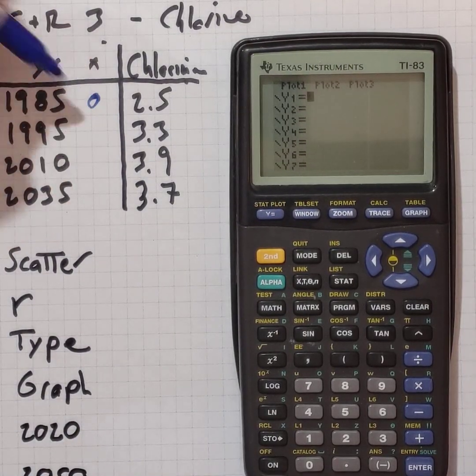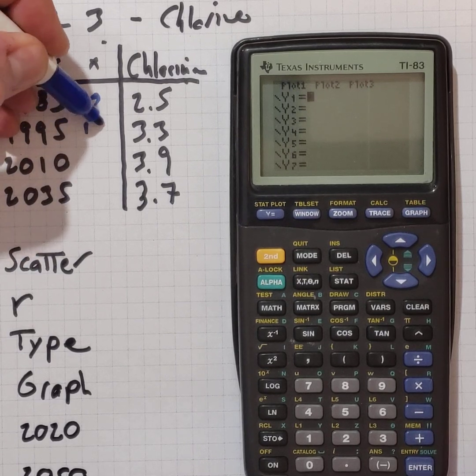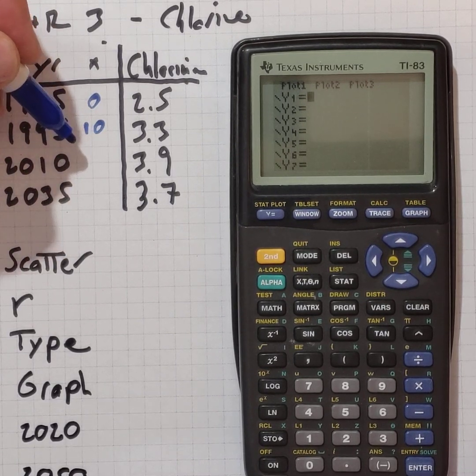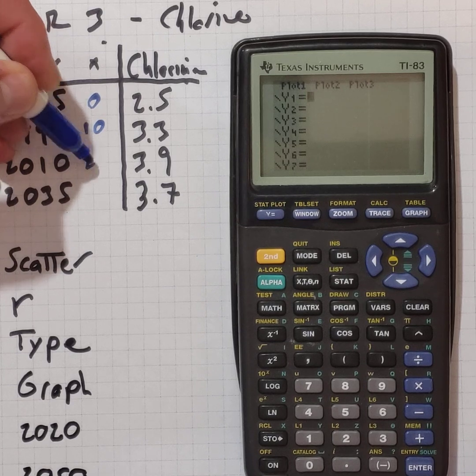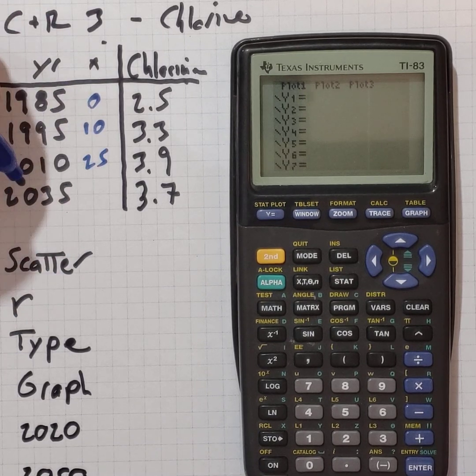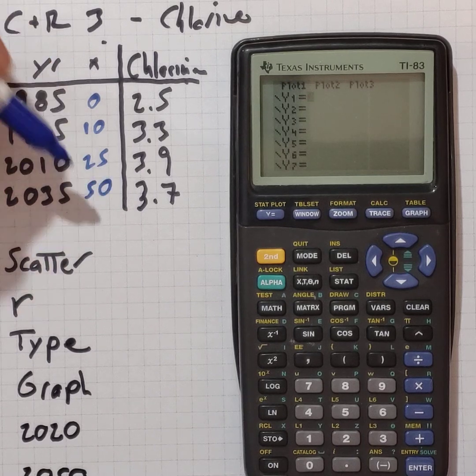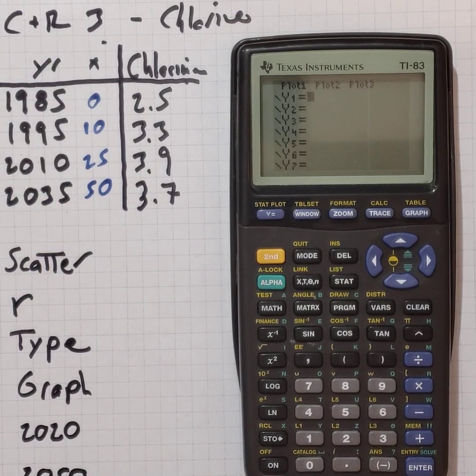We're going to put 0 in for the first year. 1995 would be 10 years from that. 2010 would be 25 years. And then 35 would be another 25 after that, which would be 50. And I put the stuff in the calculator already. I made a mistake, so I'm going to have to fix that.